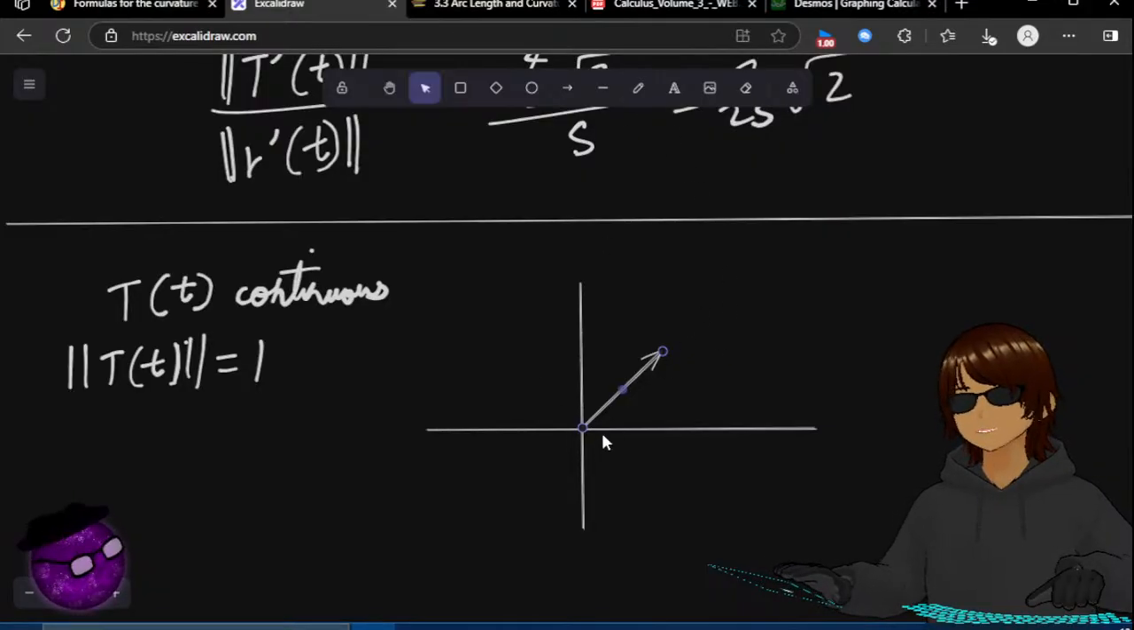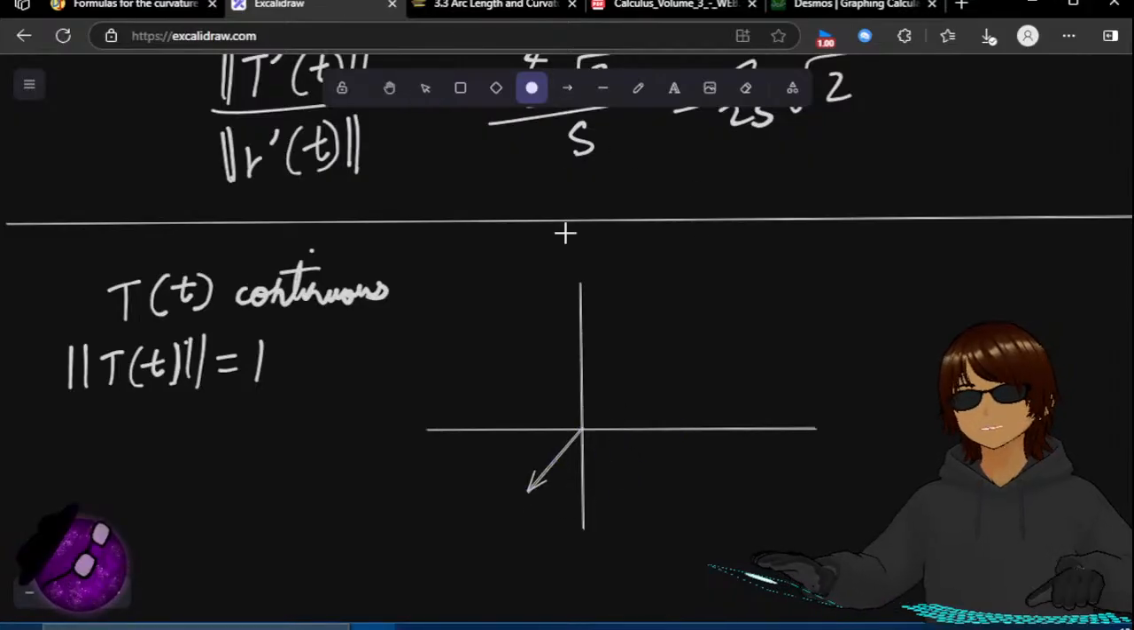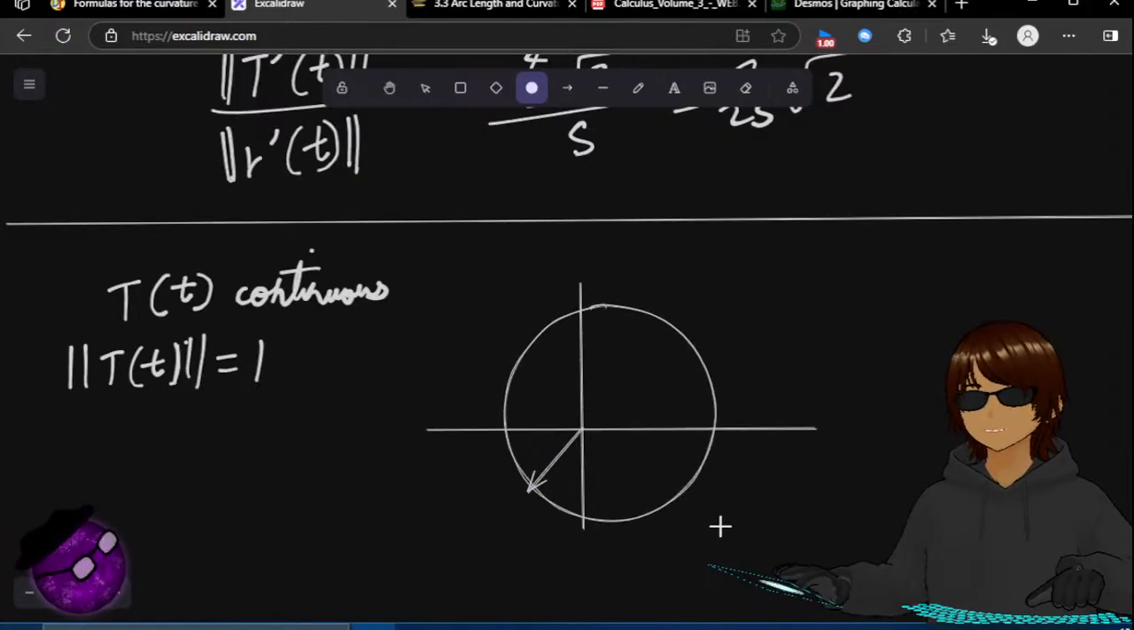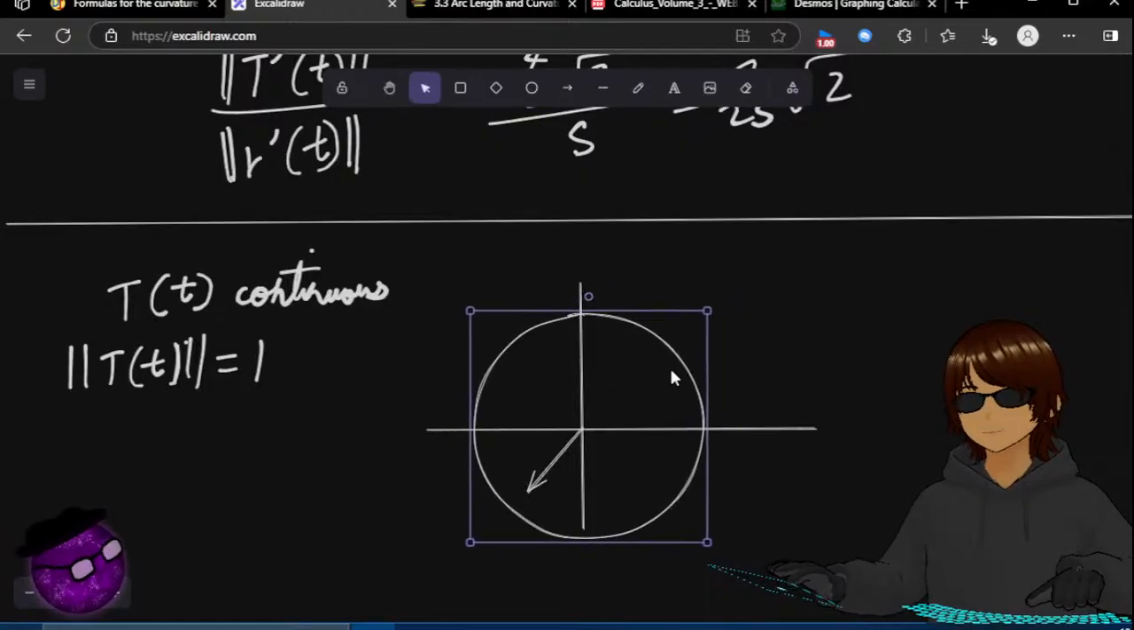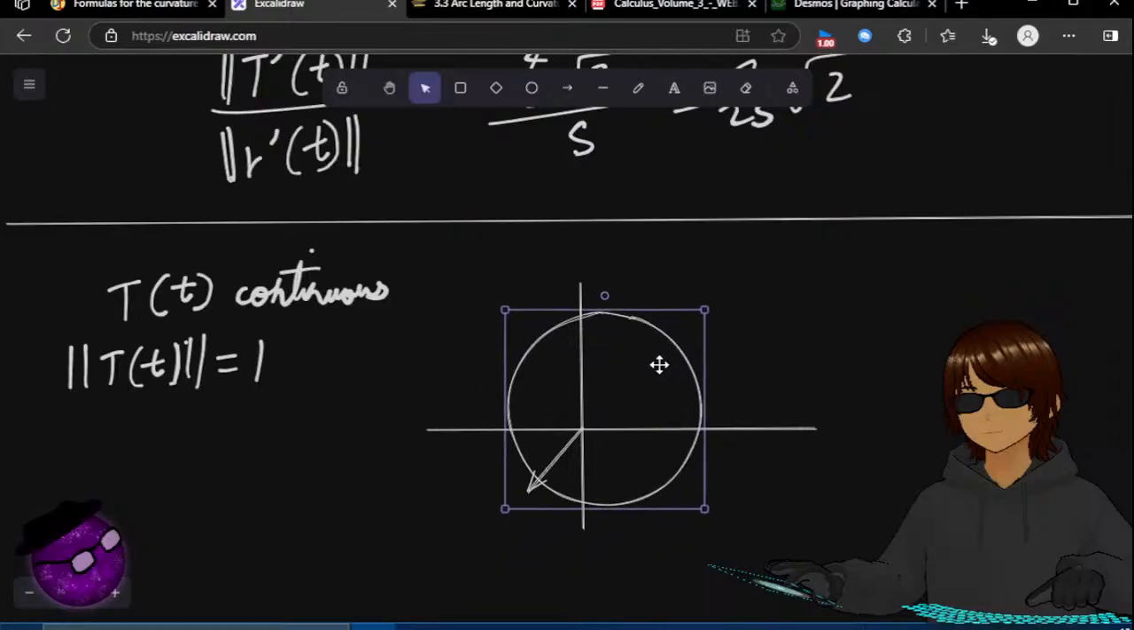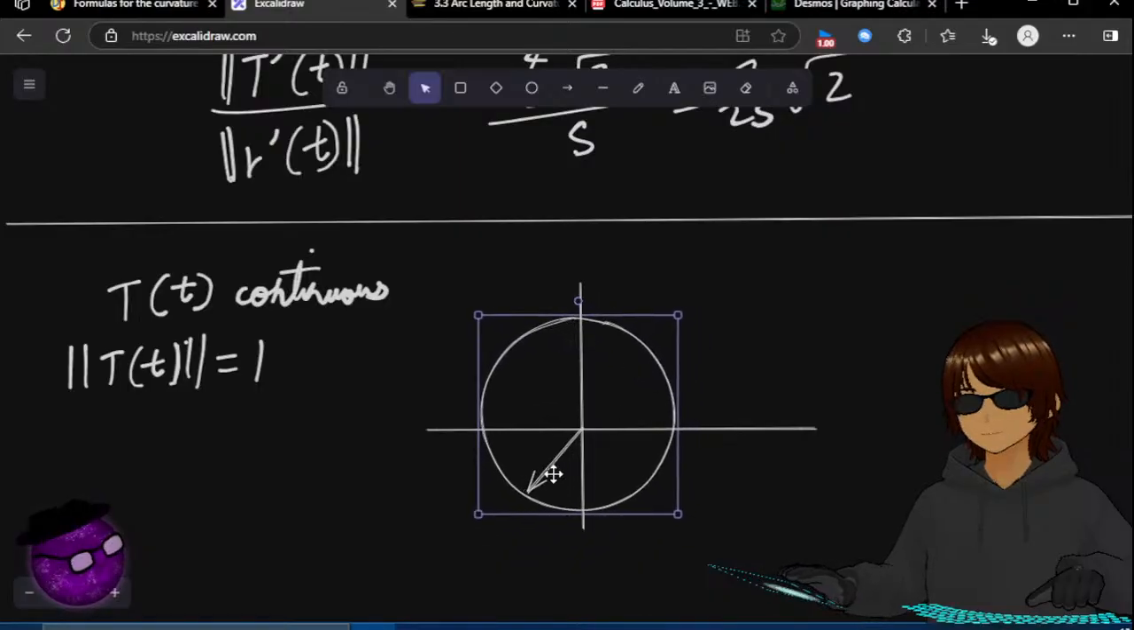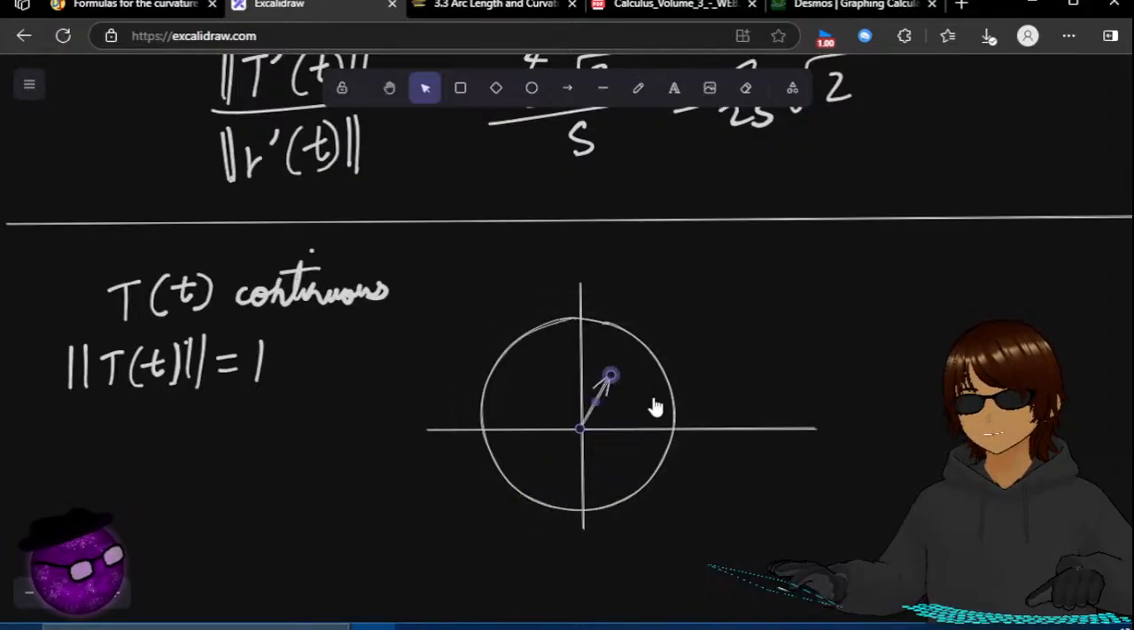If we put the tail at 0, let's say the vector looks like this. If we keep the tail at 0, as t changes, the vector will be going around a circle. Maybe it's increasing, but it will always be in a circle. So the path it traces is a circle. So it's like this, and then it's going around as t changes. Maybe it increases and then decreases and increases again.